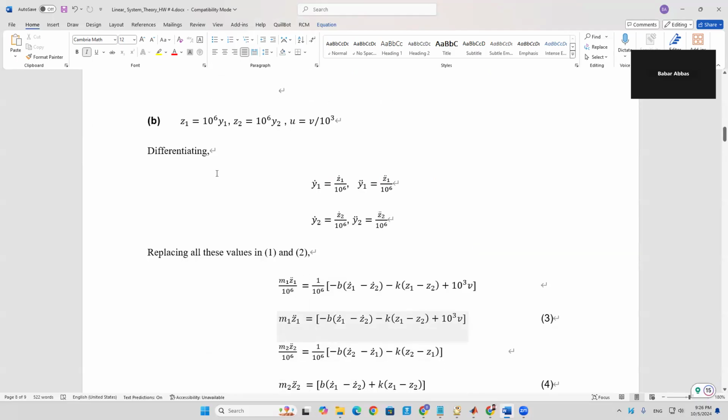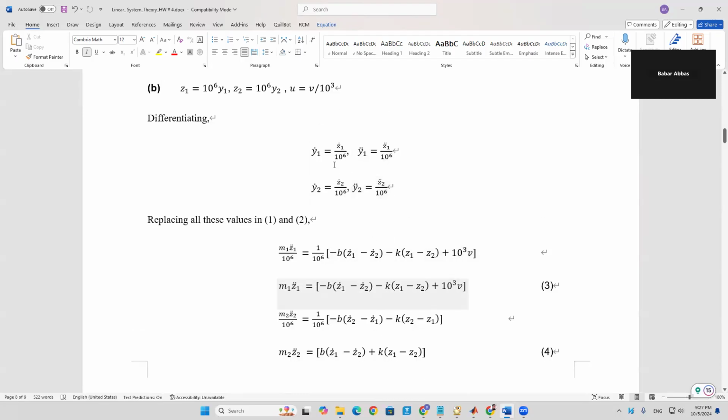So part B says that the actual disturbance u is a micrometer, right? So the resulting motion is very small. Therefore, rewrite the equation with the scaled variables. So these are the scaled variables. We have y1 equal to z1 divided by 10 to the power 6. So we have to differentiate it twice. This is the first differentiation, and this is the second differentiation. Similarly, by differentiating y2, we get y2 dot and y2 double dot.